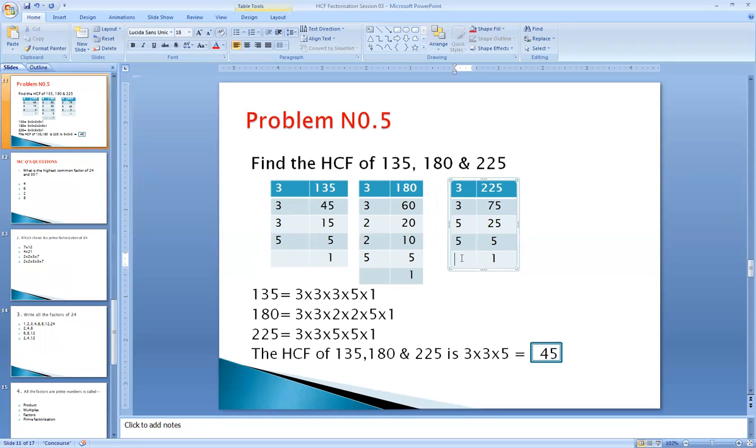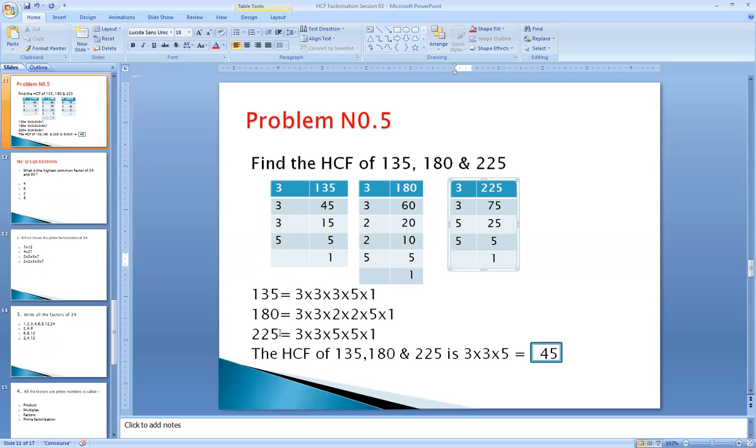So the product of the factors of these three numbers has to be considered first. 135 is 3 into 3 into 3 into 5 into 1. Then 180 is 3 into 3 into 2 into 2 into 5 into 1. Then 225 will be 3 into 3 into 5 into 5 into 1. Now we'll have to check what the common numbers are. We can see 3 is there, then 5 will also be there. Now 2 is not at all there, 1 is there.